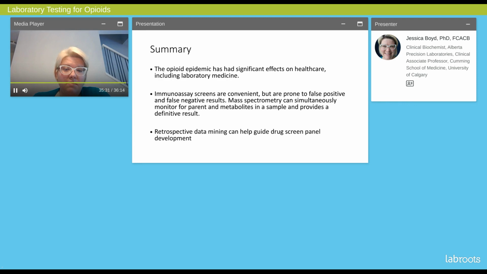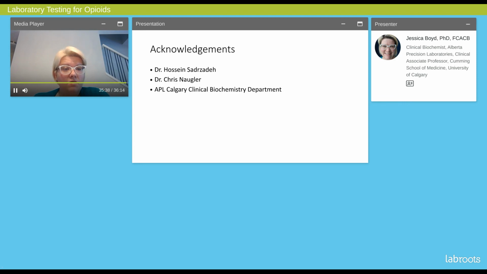Finally, retrospective data mining can help you guide your drug screen panel development if you've got that information, and help open that conversation with your physicians about what might be appropriate for their clinics.